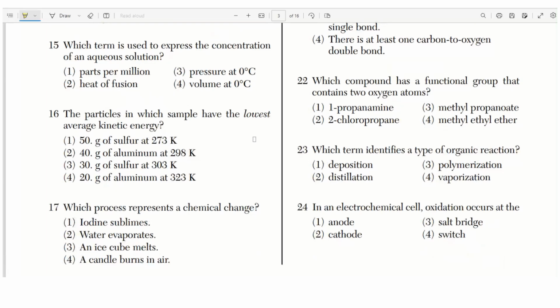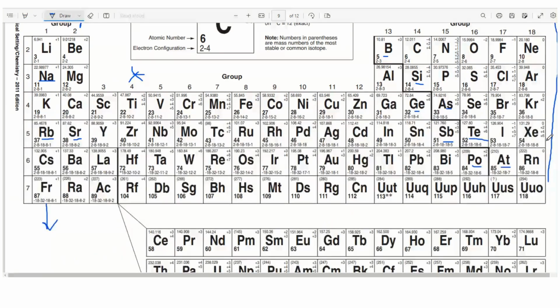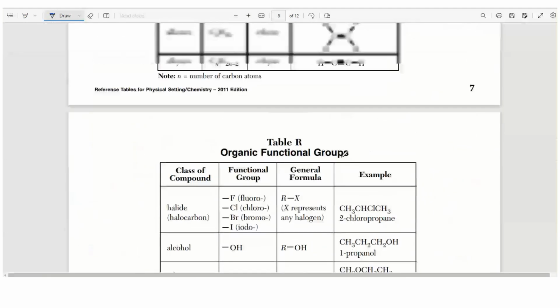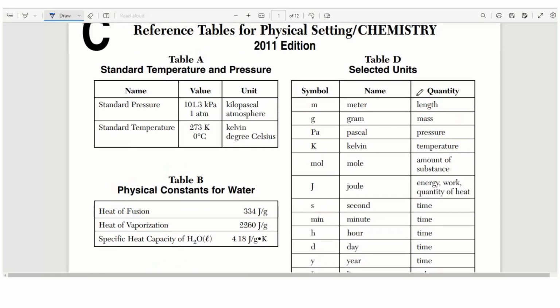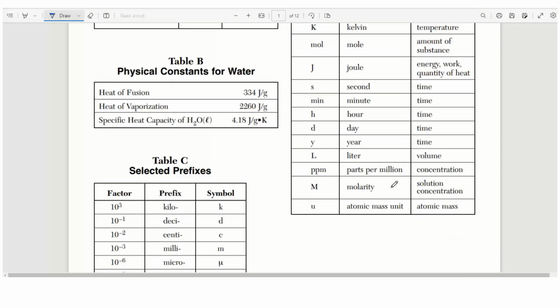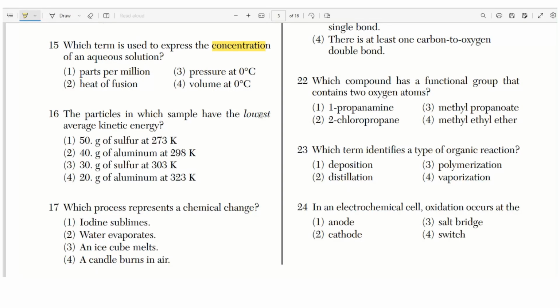Which term is used to express the concentration of an aqueous solution? Well, if you weren't sure, if you didn't know it right off the top of your head, which can happen also in a panic on the exam, go to the selected units in Table D, find concentration, and you can see there are two options. So it is parts per million.